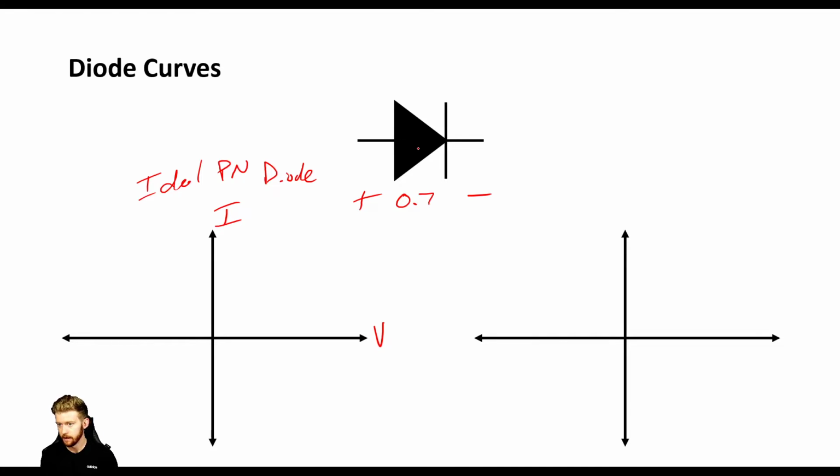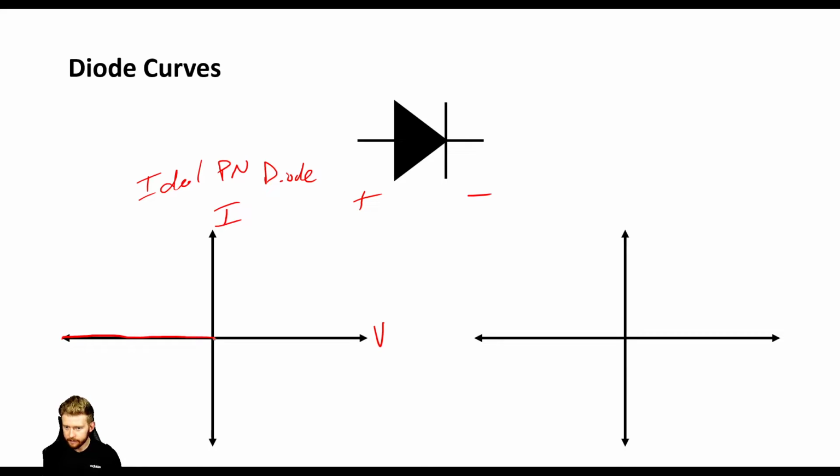So remember, this would be a 0.7 voltage drop for current to start flowing. We know that in the negative direction, so in the reverse direction, it is not going to let any current flow, no matter what the voltage is, at least in the ideal case. So that current is going to be 0 for all negative values of voltage.